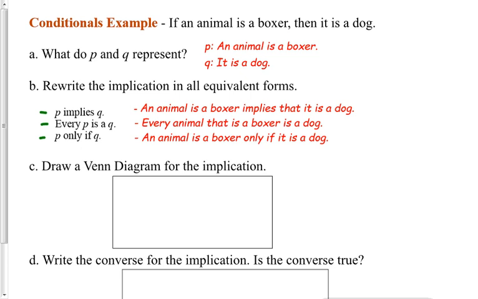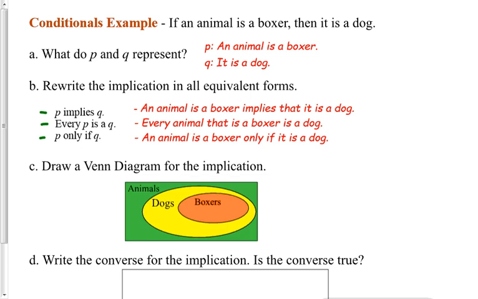Finally, part C. Draw a Venn diagram for the implication. Well, this requires us to understand the relationship between dogs, boxer dogs specifically, and all other animals. In this Venn diagram, the universal set, the rectangle, represents all animals. Of course, dogs are an animal, so we have a circle representing dogs. And boxers are a type of dog, so the entire boxer circle is inside of the dog circle.